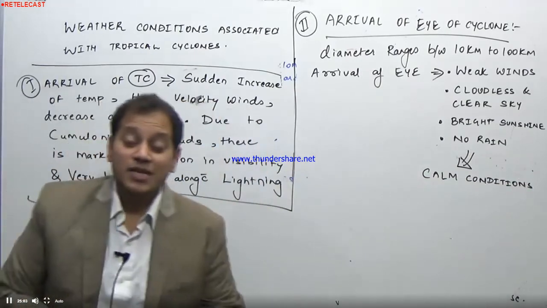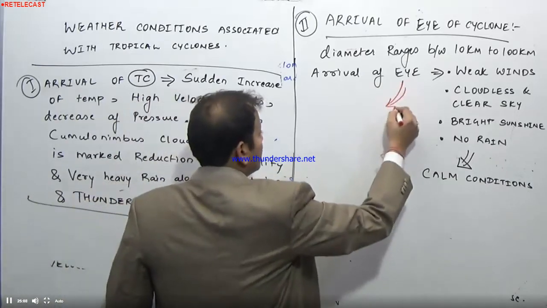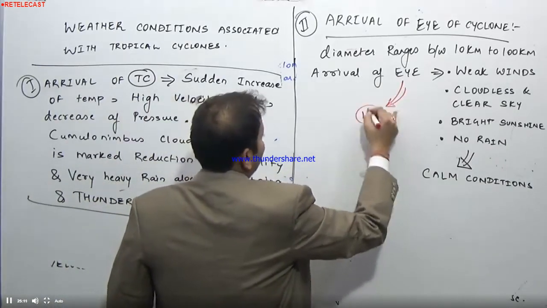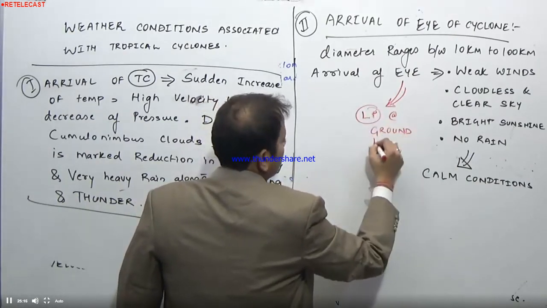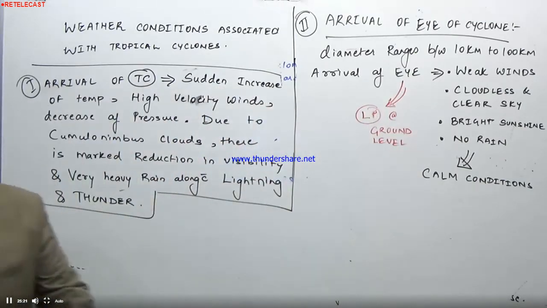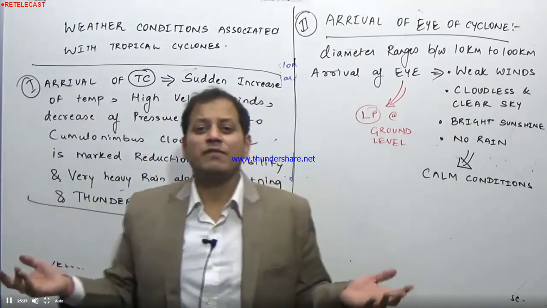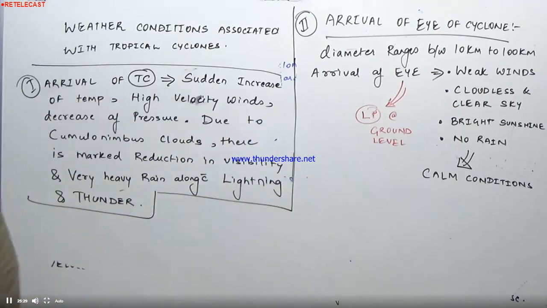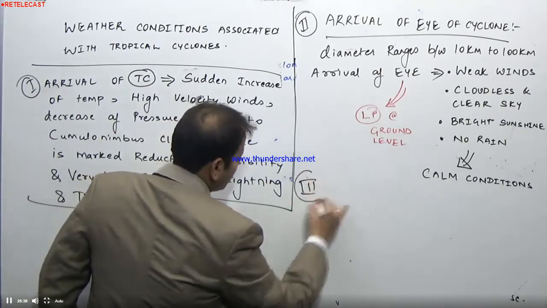See, generally these conditions are associated with high pressure, but remember that the eye of a cyclone is also a low pressure zone at ground level. But remember, such condition exists mostly for an hour or half an hour. And suddenly again the third is with the coming up of the rear portion of a cyclone.